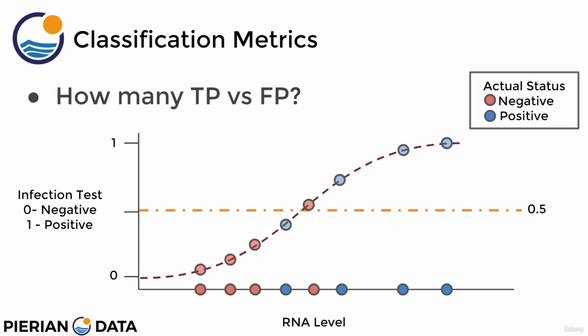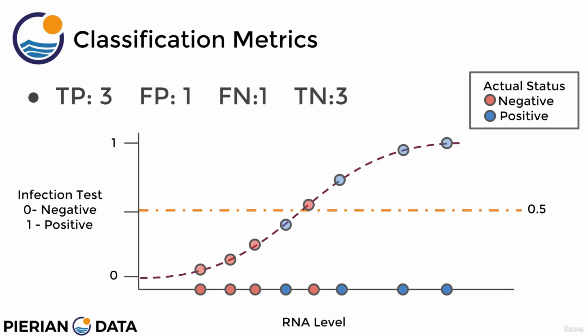So the question arises, how many true positives do we have versus false positives? If we actually count out true positives, false positives, and false negatives and true negatives, we get the following: 3 true positives, 1 false positive, 1 false negative, and 3 true negatives.